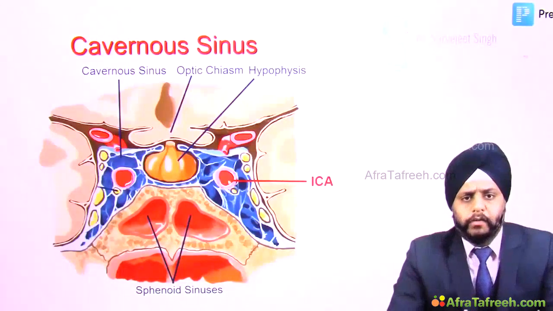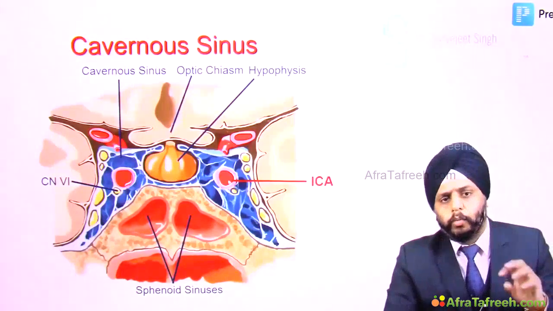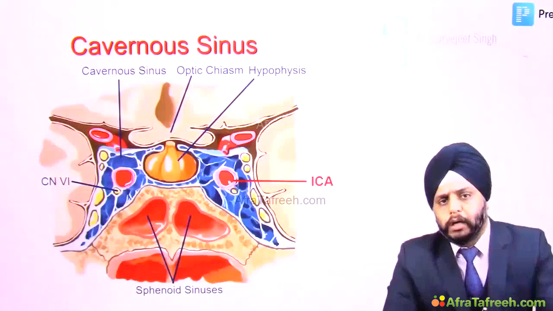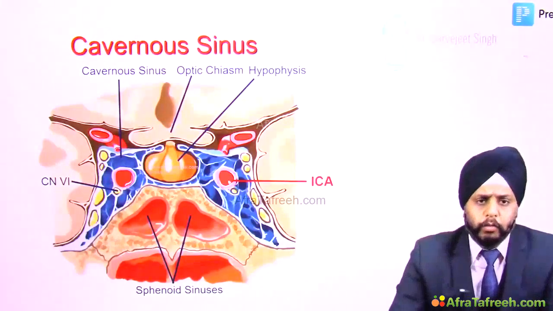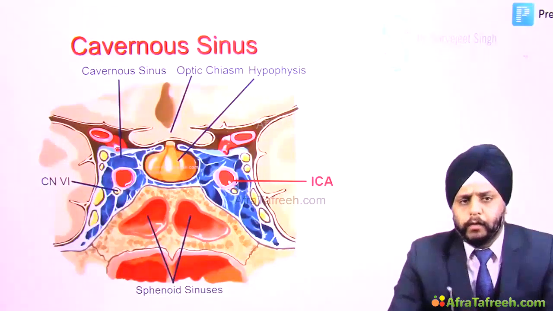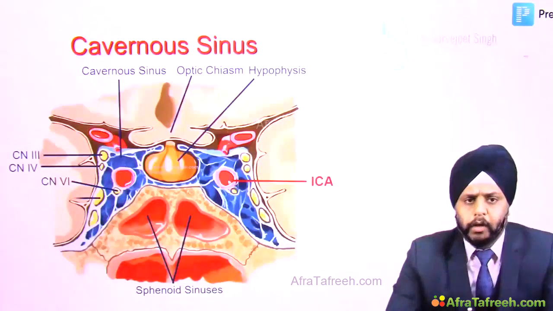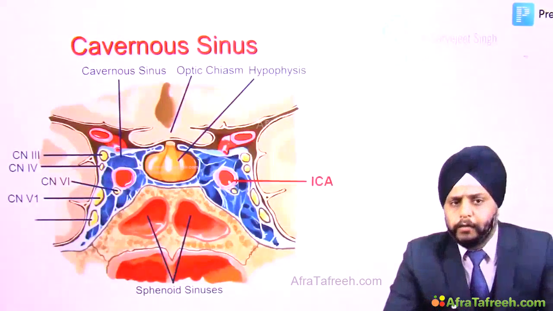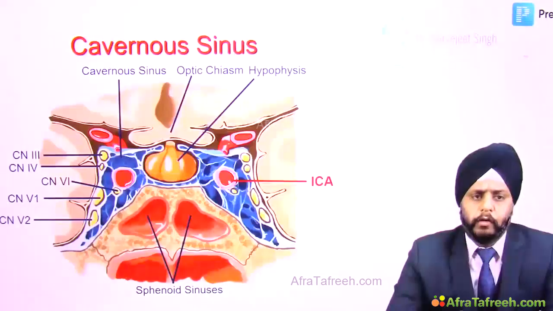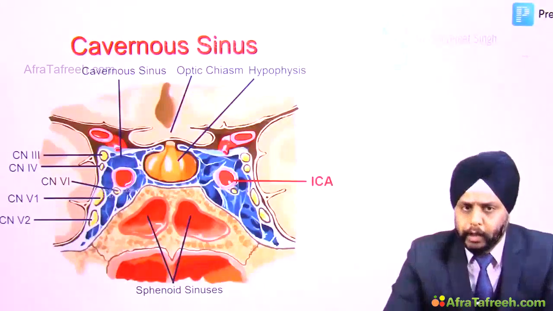Near the ICA you can see the cranial nerve 6. The sixth cranial nerve and the ICA both are passing through the cavernous sinus. Okay, and then other than that we have a few nerves in the walls of the cavernous sinus. Now, which are those? We have the third cranial nerve, the oculomotor, we have the trochlear, fourth cranial nerve, we have the V1, the ophthalmic division of trigeminal, and we have the V2, the maxillary division of the trigeminal. Okay, so they are in the walls of the cavernous sinus.